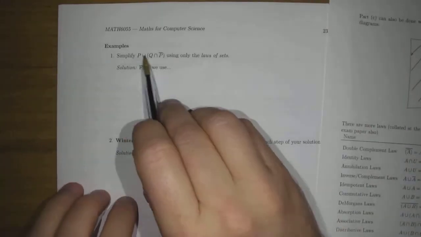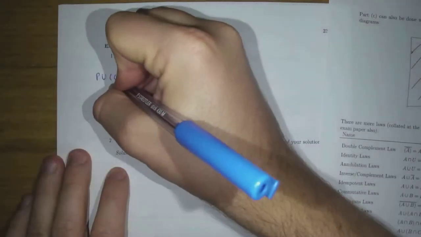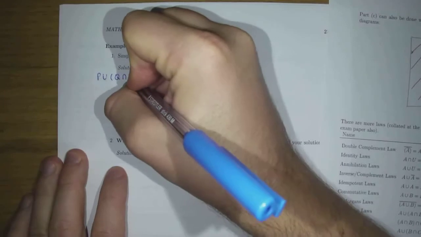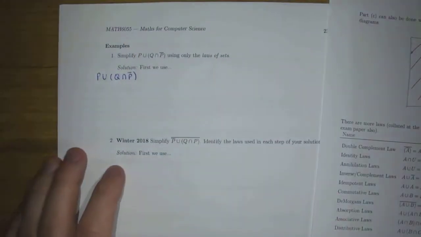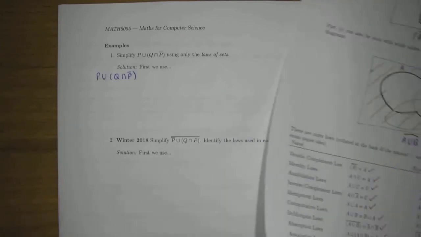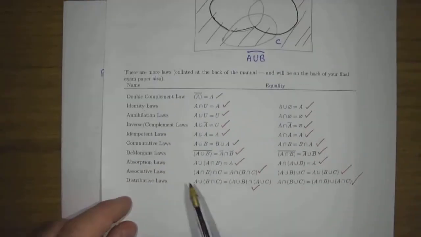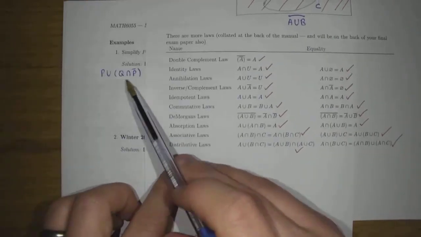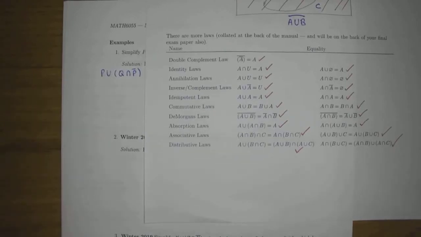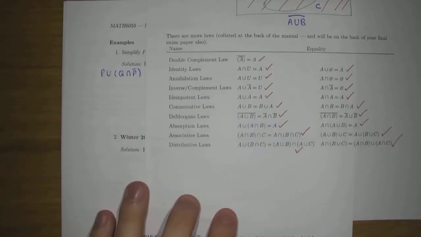Okay, so starting with this, P union Q and not P. We're trying to simplify this. You won't be able to do it in one line, you'll have to use a number of the laws. Looking at this, what can we use? If you want, maybe pause the video and have a think what law you'd like to use on this. You have to spot the pattern and be precise.